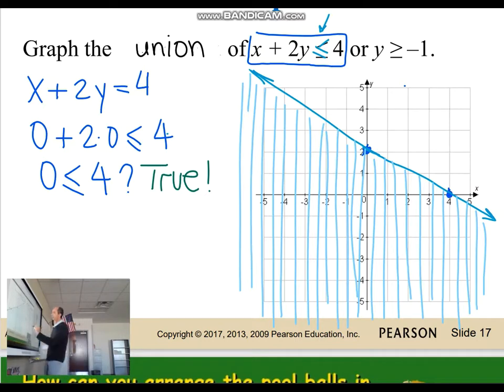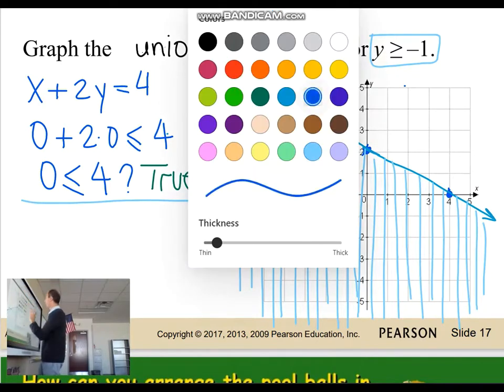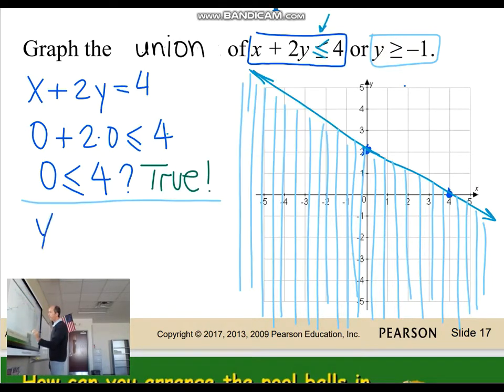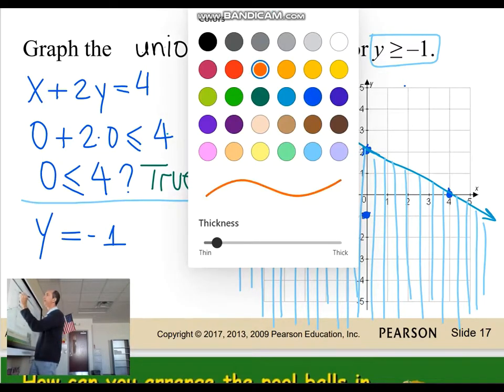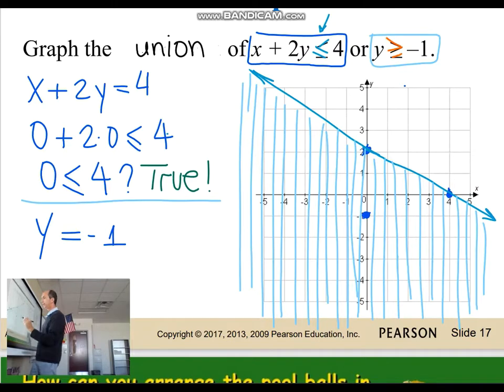Now let's find the other area that we're looking for. This one is y is greater than or equal to -1. The boundary is y equals -1. Y equals -1 is right here. And do we have an equal sign? Yes, that means solid line.